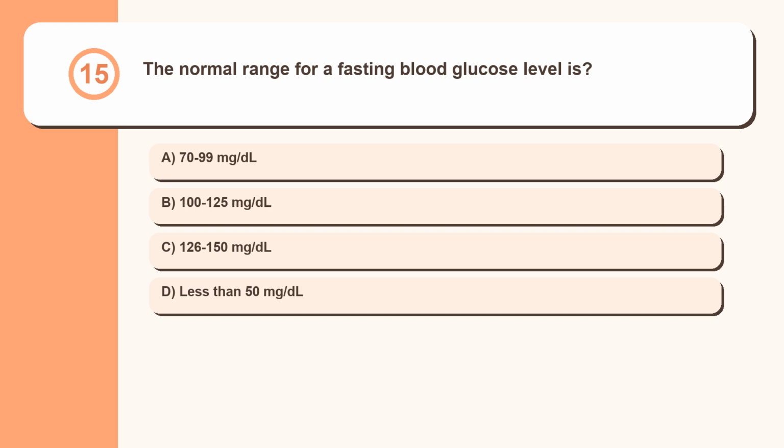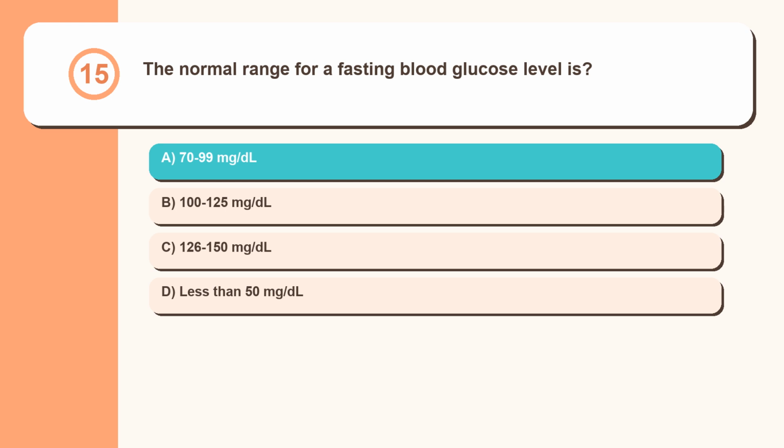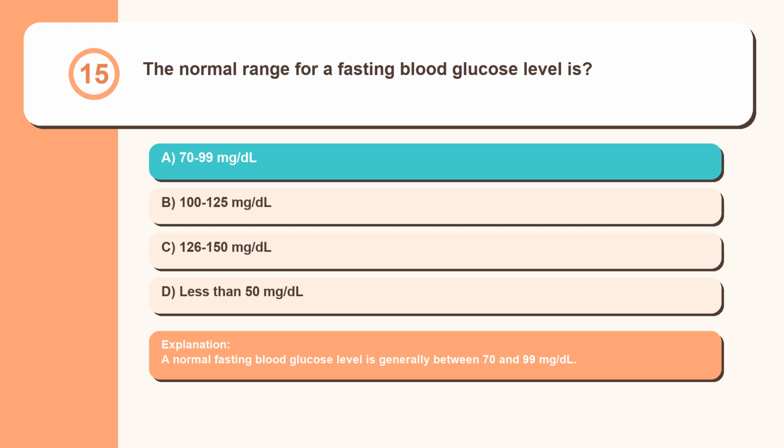Question 15. The normal range for a fasting blood glucose level is 70 to 99 mg/dl, 100 to 125 mg/dl, 126 to 150 mg/dl, less than 50 mg/dl. A normal fasting blood glucose level is generally between 70 and 99 mg/dl.